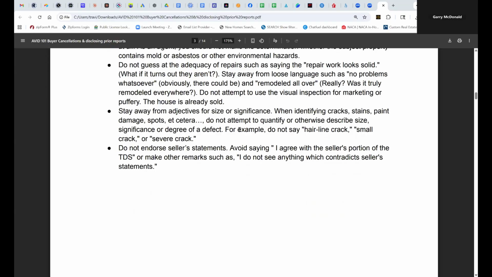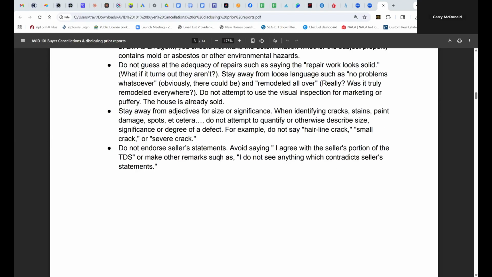Stay away from adjectives of size or significance. When identifying cracks, stains, paint, damage, spots, etc., do not attempt to quantify or otherwise describe the size, significance, or degree of a defect. For example, don't say a hairline crack, small crack, or severe crack. Just say that there's a crack. And then where it's at: crack above front door, or crack above front window in living room.